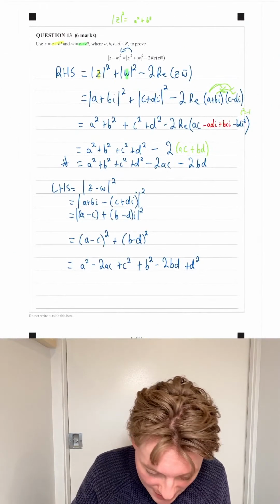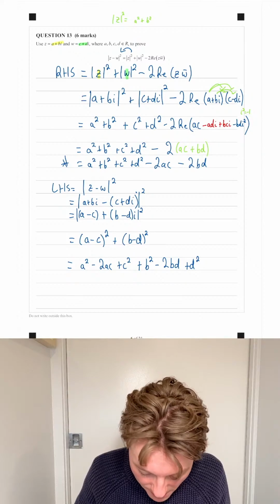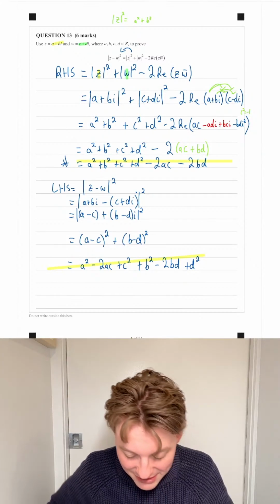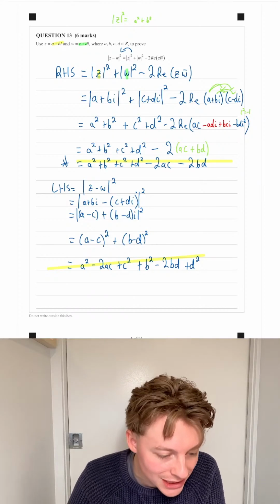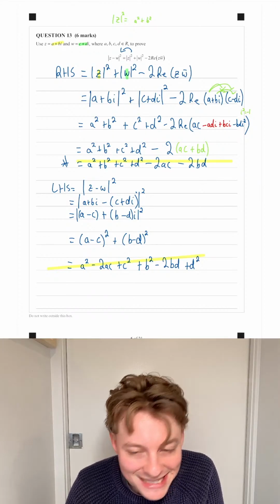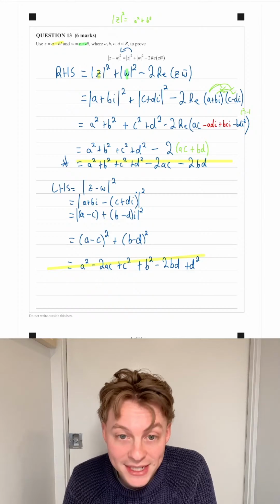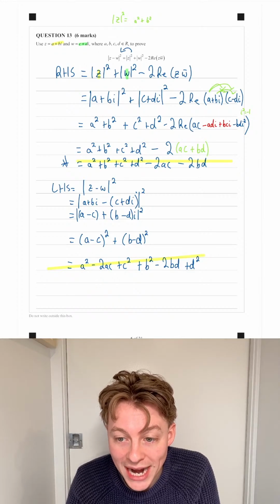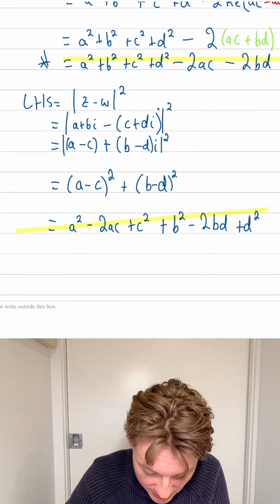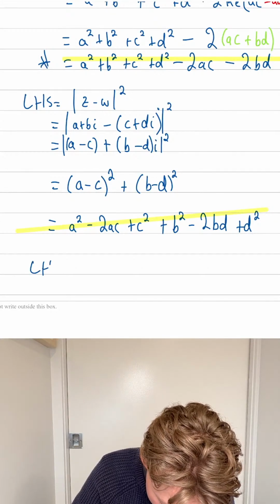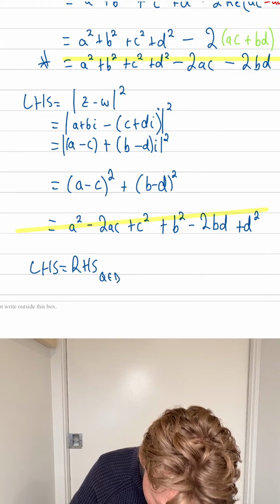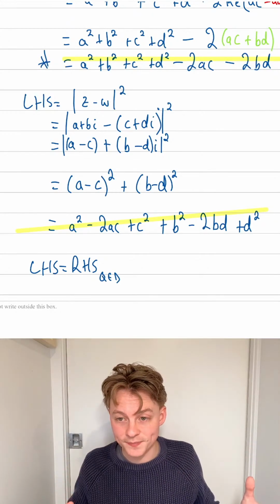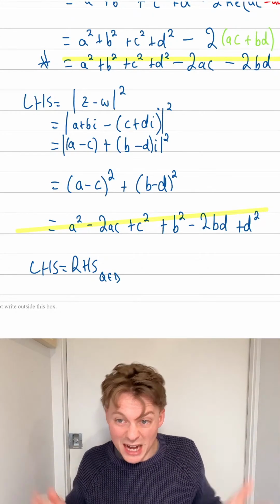Well, this is very good news, because this and this is exactly the same thing. We can rearrange or reshuffle it to make it look a little bit more similar, but this is the exact same thing, which means I have my left-hand side equal to my right-hand side. I've demonstrated that. Q.E.D. And I'm done. I'm actually done.